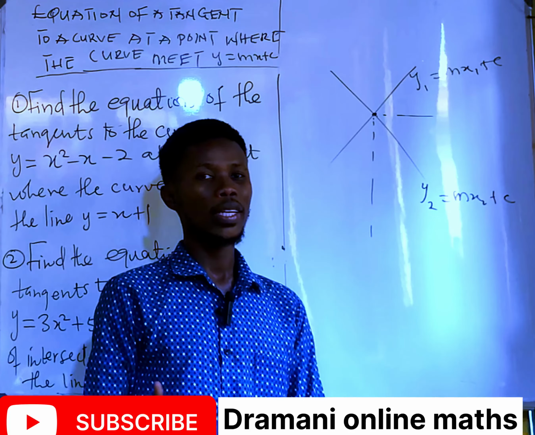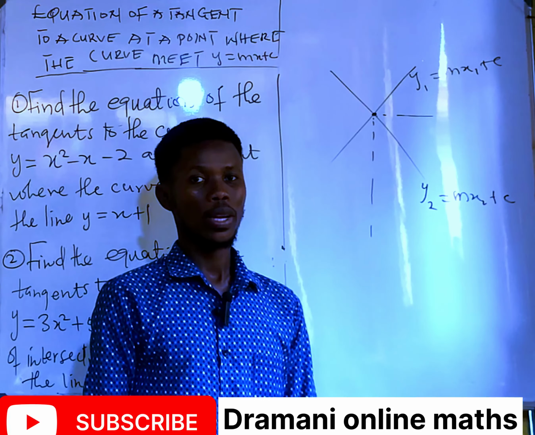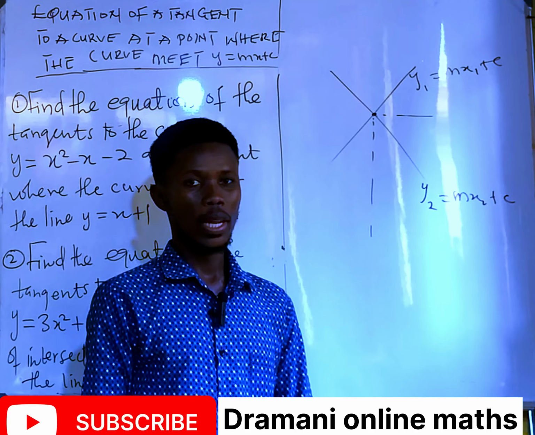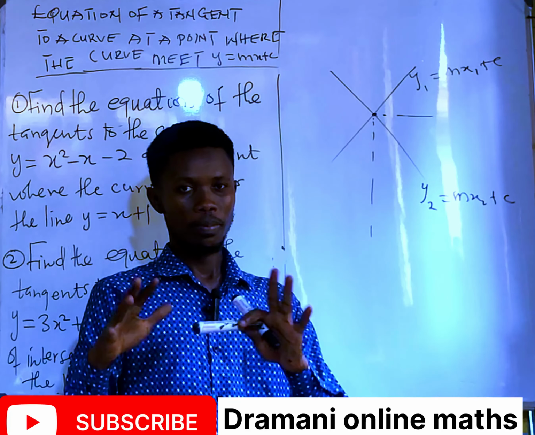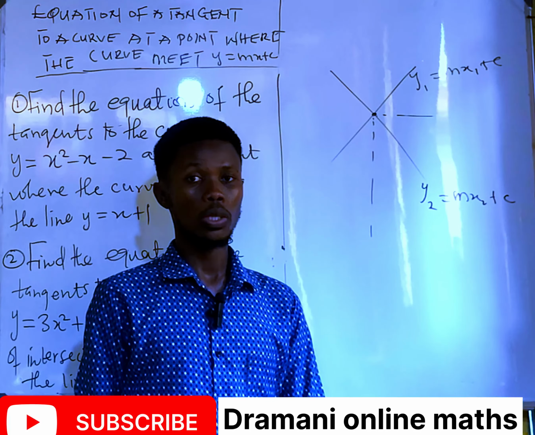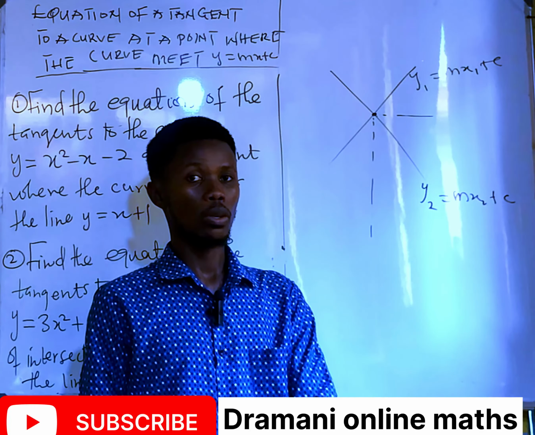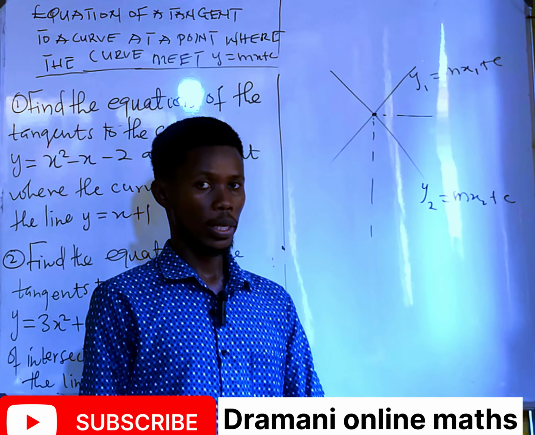So anytime two lines meet, whether it is a curve and a line or two straight lines, to get their intersection algebraically, you can solve it with simultaneous equations. I hope you understand. Very good.